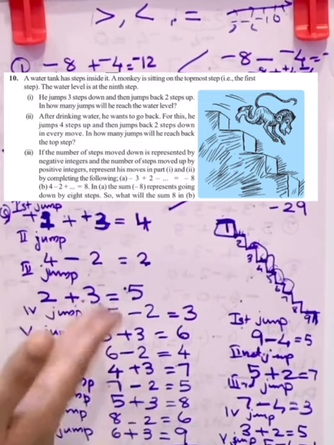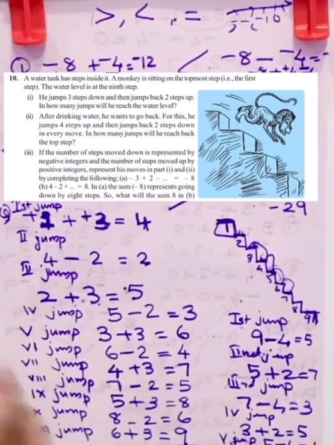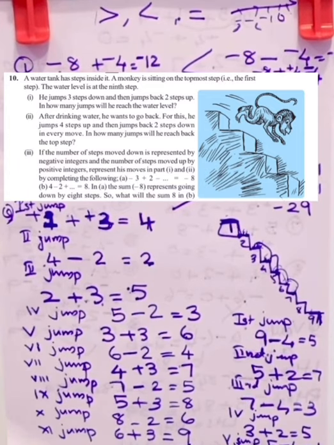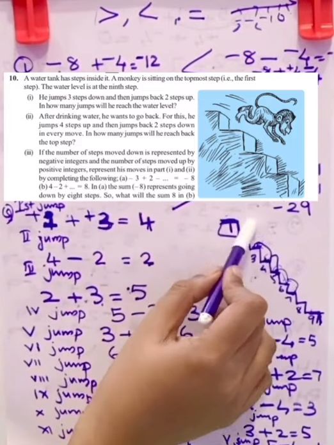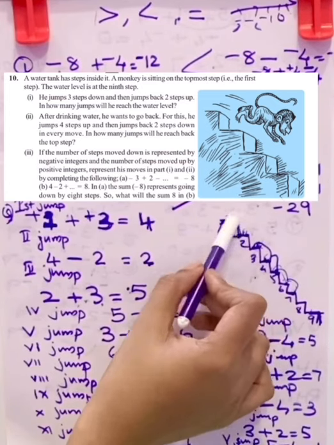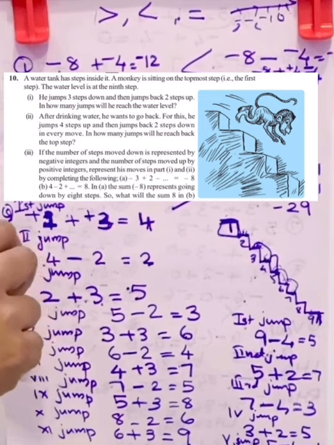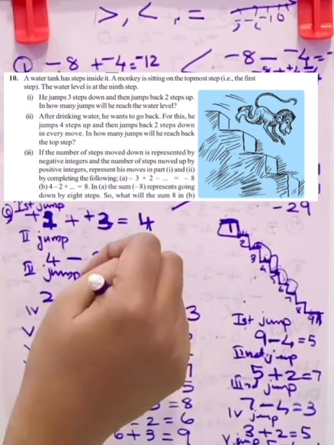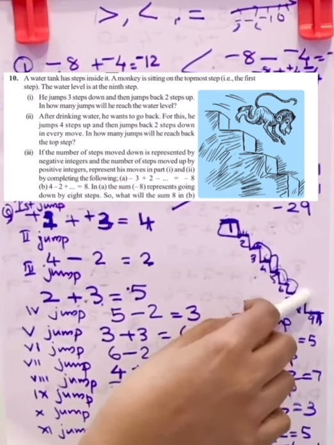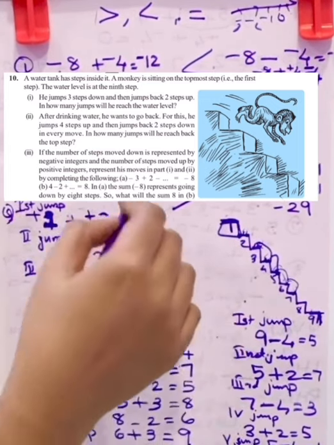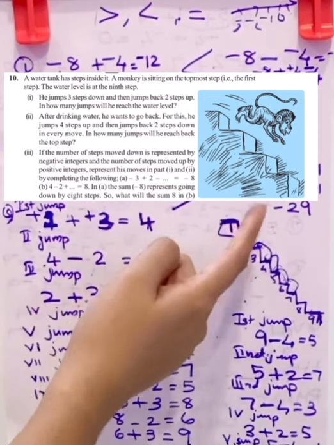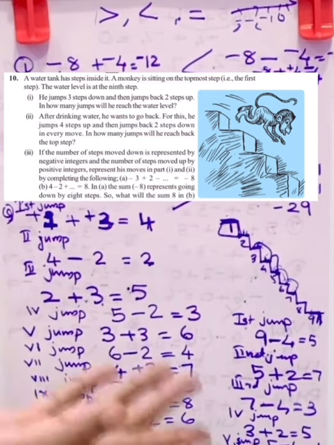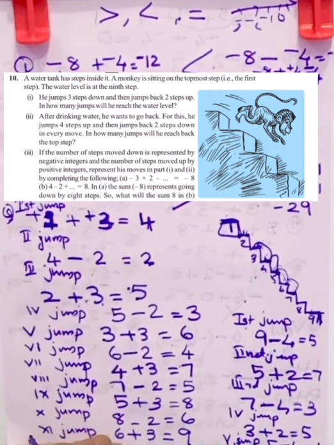Now how will you represent the jumps of monkey in these 2 cases? It is asked if number of steps moved down is represented by negative. Here in these problems we took downward steps positive and upward steps negative, but they are now asked to find steps moved down is represented by negative. If downward is represented by negative and upward is represented by positive, how will you write this? Now they are asking how will you write if it was the opposite. So for plus 3 we will write it as minus 3. Minus 2 becomes plus 2.